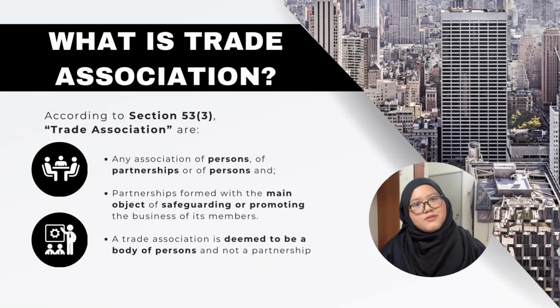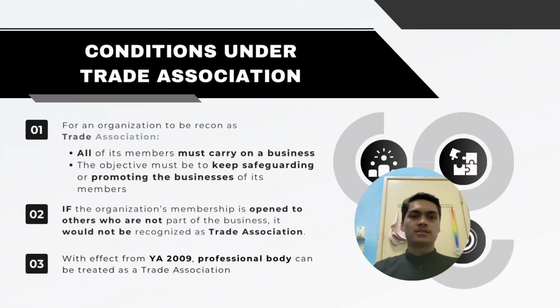Hi, if you click on this video, you might be wondering what exactly a trade association is. According to Section 53, Subsection 3 of the Income Tax Act, a trade association is any association of persons, of partnerships, or of persons and partnerships formed with the main object of safeguarding or promoting the business of its members. And for the purpose of income tax, a trade association is deemed to be a body of persons instead of a partnership. Next are the conditions under a trade association.